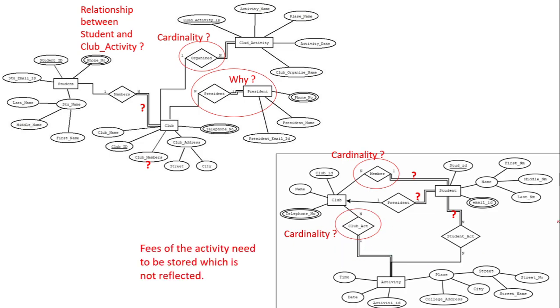Okay, fine. Also, in both of these designs, the fees of the activity is not stored anywhere. So there is no attribute in these two designs that deals with fees for the activity. Okay, so that is missing. So obviously these solutions need refinements. Okay, I hope you must have understood this. Now I'll be discussing two more such solutions. So let's see one more solution.